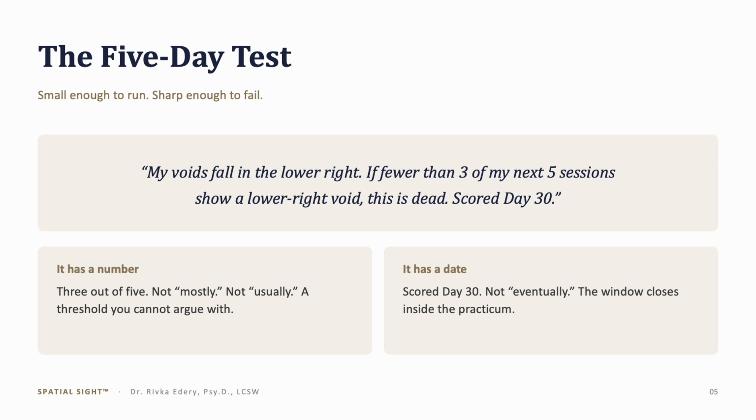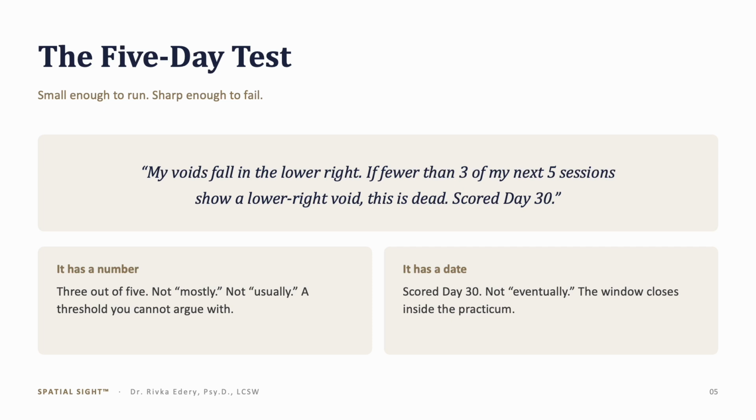It has a number. 3 out of 5. Not mostly, not usually, not there seems to be a tendency. A threshold you cannot argue with afterwards because you said it before you knew. And it has a date. Scored day 30. Not eventually, not over time, not as my practice matures. The window closes inside the practicum, which means it will actually close, which means you will actually find out. That is the whole art of it, a number and a date.